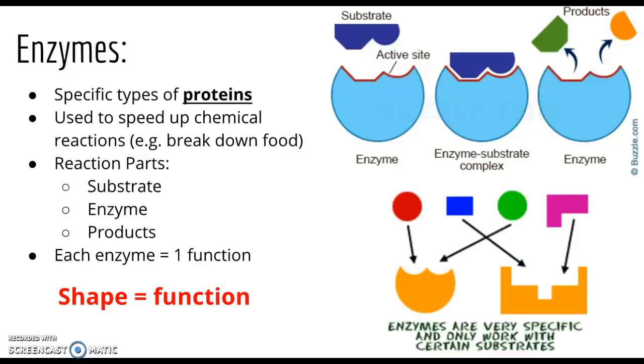Each enzyme has one particular shape of substrate that it will fit with. The shape of the enzyme determines its function. The picture to the bottom right shows that enzymes come in a variety of shapes, each one specific to the substrate that they are acting upon. So only one enzyme will work with one type of substrate.